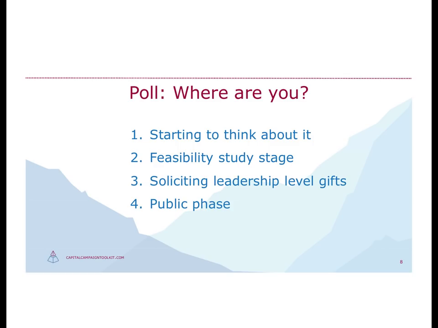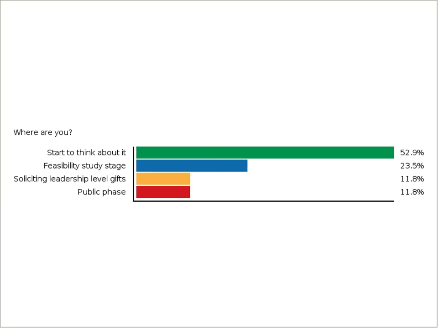So we're going to get started with a poll. In just a minute, I'm going to ask you to answer these questions. So where are you with your campaign? Starting to think about it, a feasibility study stage, soliciting leadership-level gifts, or the public phase? So go ahead and submit your answers now. Are you really just starting to think about it? Are you doing a feasibility study? Maybe you've just done one. Maybe you've started to solicit leadership-level gifts and the public phase.